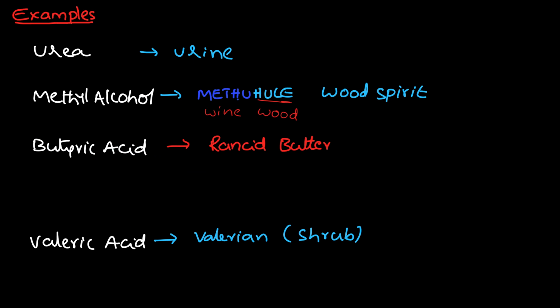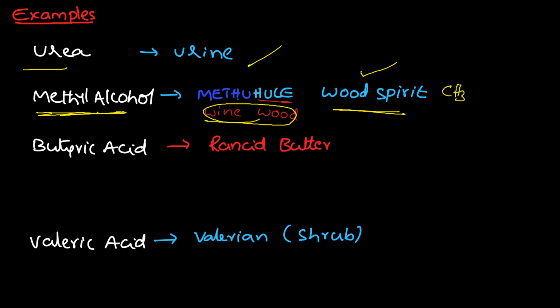For example, if you take urea, it was prepared from urine. Methyl alcohol is known as wood spirit. Why? Because it was prepared from wood. Here methy means wine, hule means wood. So this one is also known as wood spirit. The formula of methyl alcohol is CH3OH.